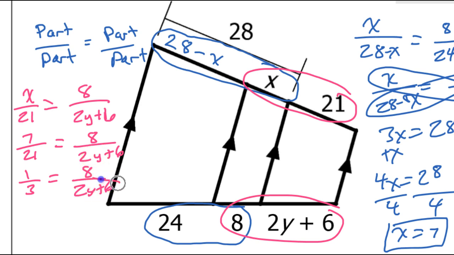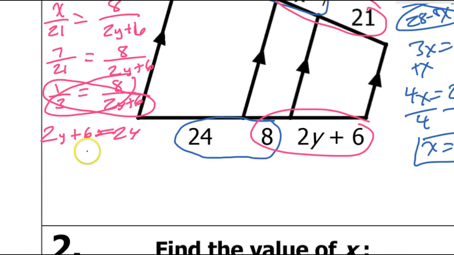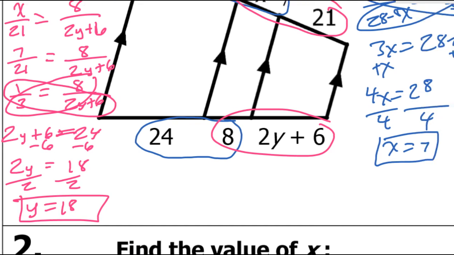So when I cross multiply, when I do this diagonal, I get 2y plus 6. When I do this diagonal, I get 24. Okay, so subtracting 6 from both sides, I get 2y is equal to 18. Dividing both sides by 2, I get that y is equal to 9. So there it is. I have now found x and y.